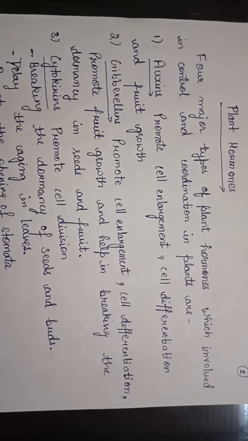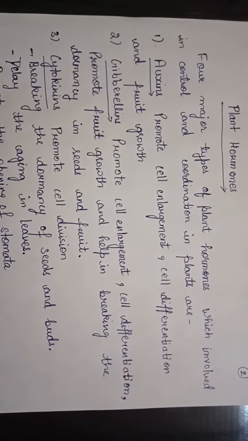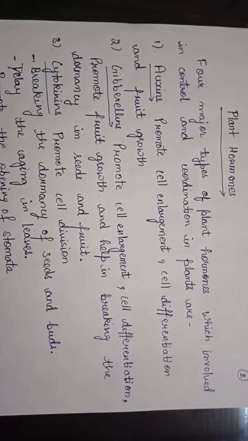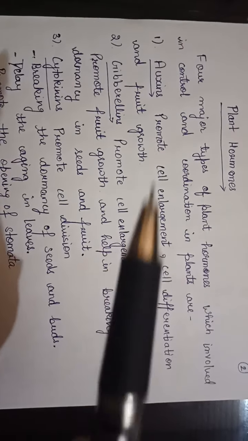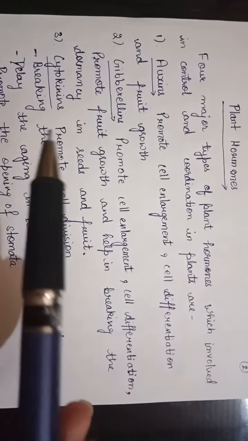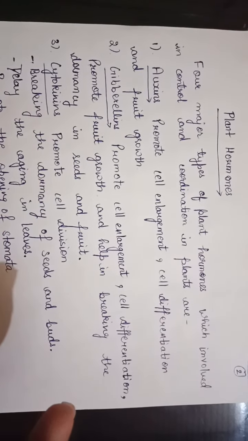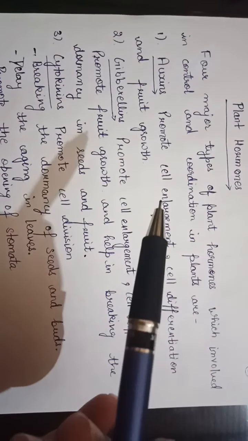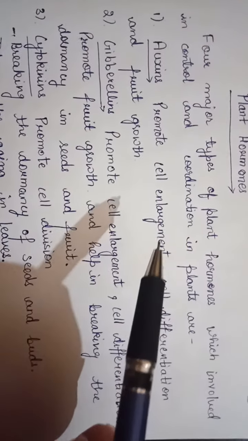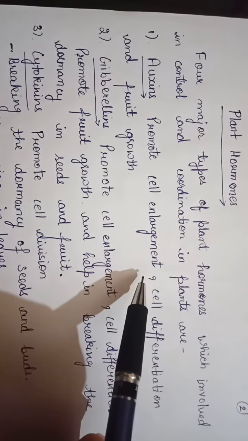So students, now we will study about the plant hormones. Four major types of plant hormones that are in your syllabus are auxins, gibberellins, cytokinins, and abscisic acid. Auxins are responsible for promoting the cell enlargement.